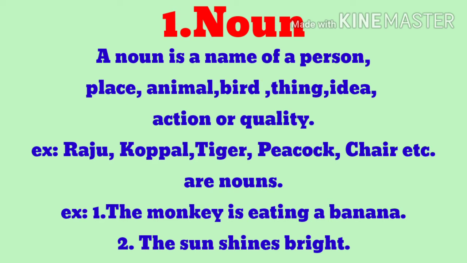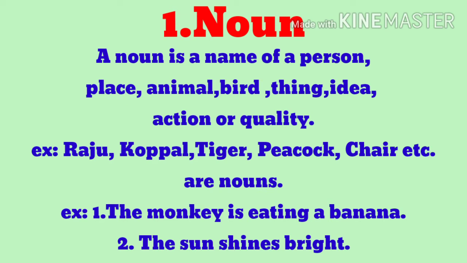A noun is the name of a person, place, animal, bird, thing, idea, action, or quality. Raju, Koppal, tiger, peacock, chair, etc. are nouns. Example: the monkey is eating a banana. So here in this sentence, the monkey is a noun. It is the name of an animal. And the banana is also a noun. It is the name of a fruit.